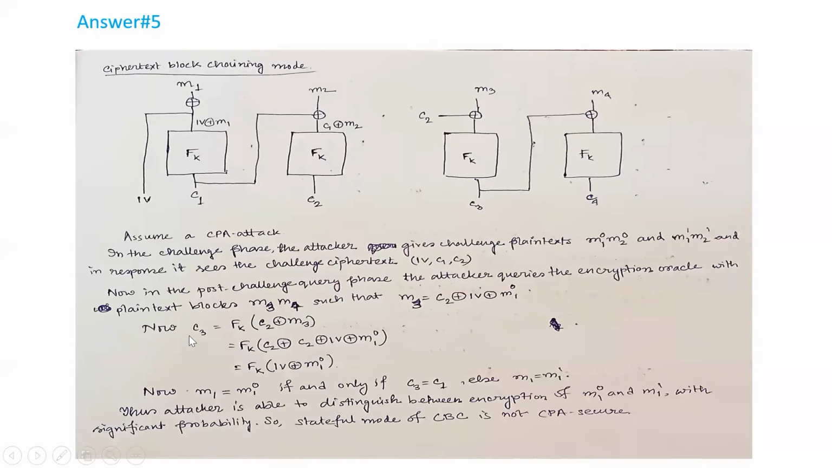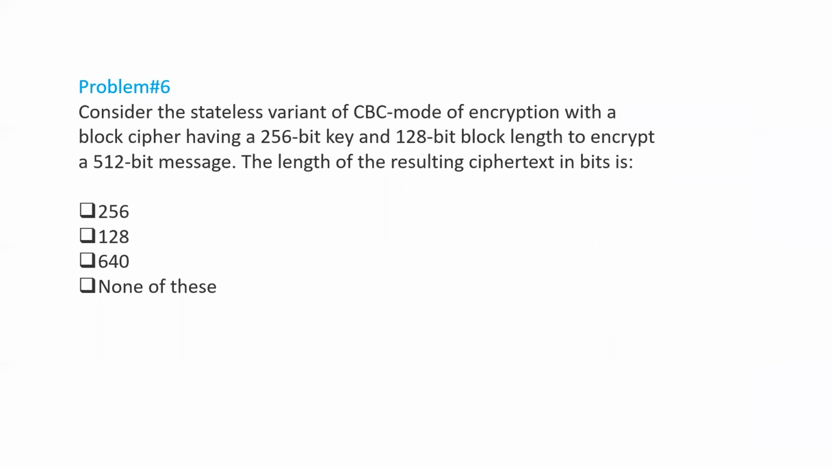Okay. Proceeding to the next question. Consider the stateless variant of CBC mode of encryption with a block cipher having a 256-bit key and 128-bit block length to encrypt a 512-bit message.